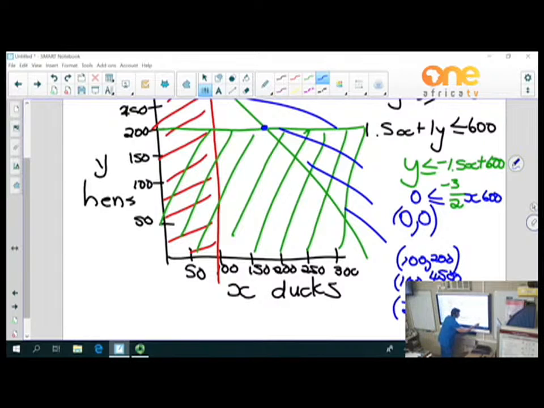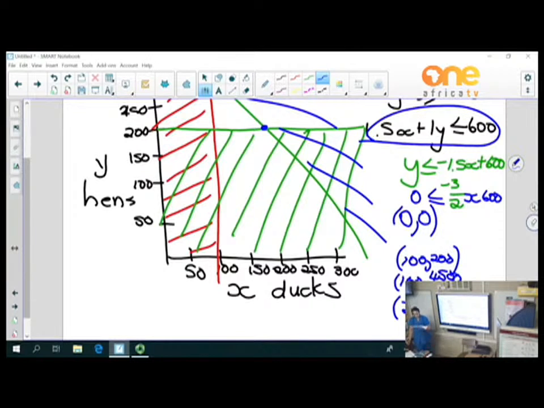200. So these are the 3 vertices that we've chosen. Now you have to substitute these values into the inequality. So do that now and put the numbers in there. This inequality is what we're using here. So find the maximum and the least one.